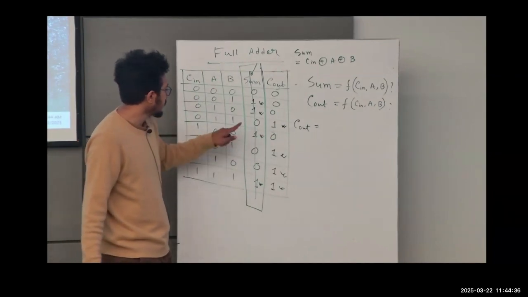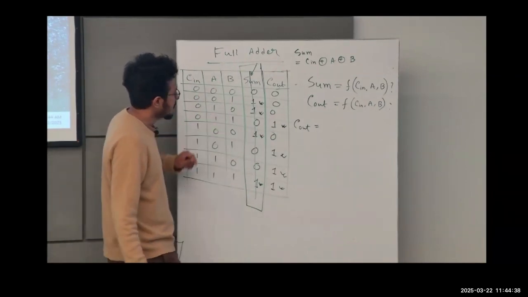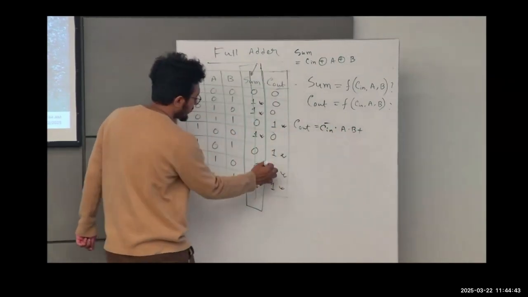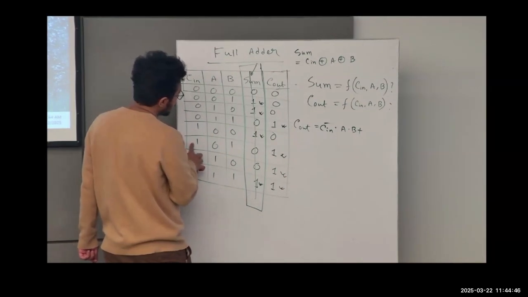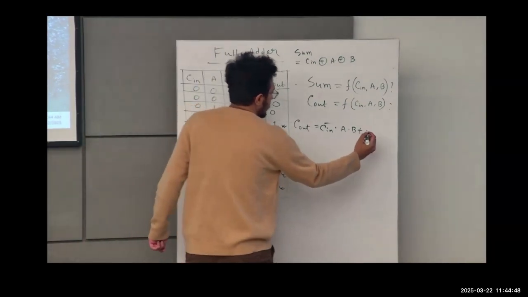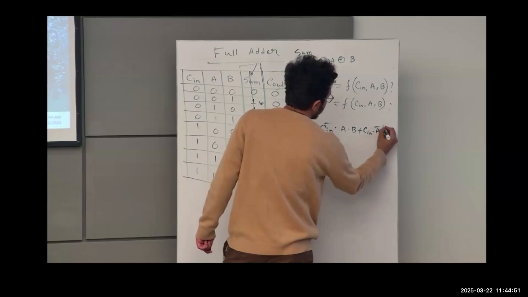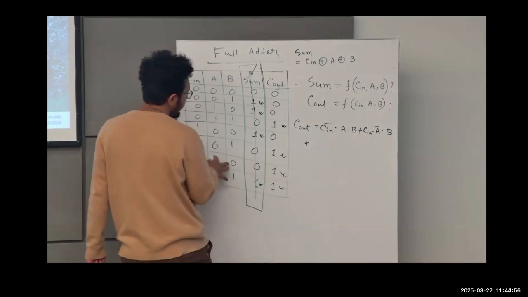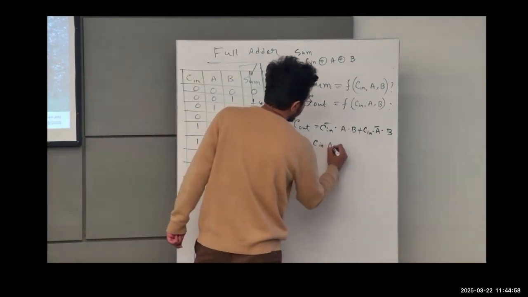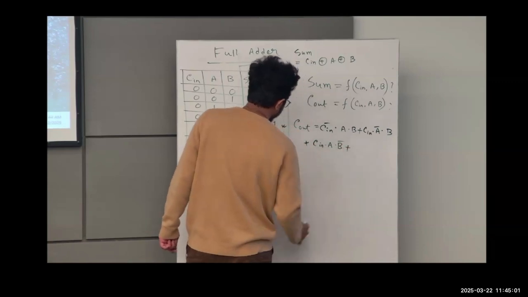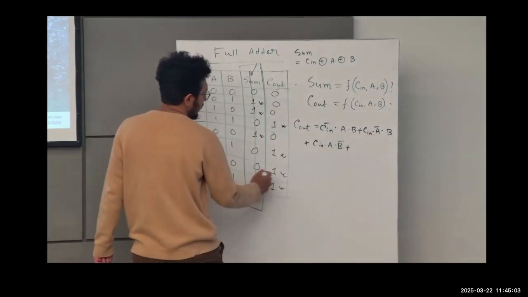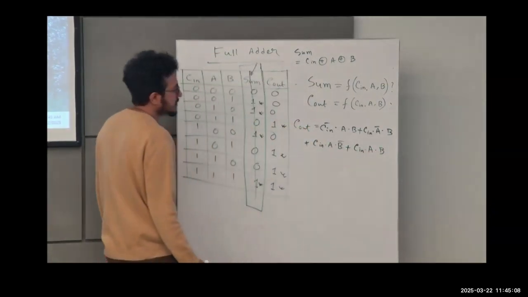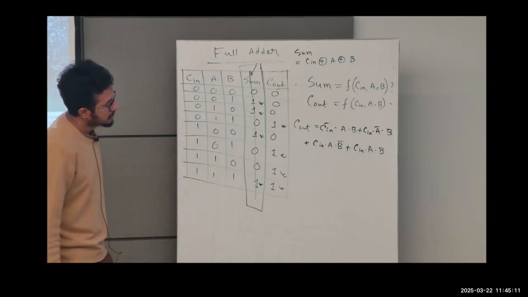So to make this one, what do we need? C in bar A B. Okay, write this down. C in bar A B. Then we have C in A bar B. Then we have C in A B bar. Then we have C in A B. So this is the Boolean expression of our carry out.